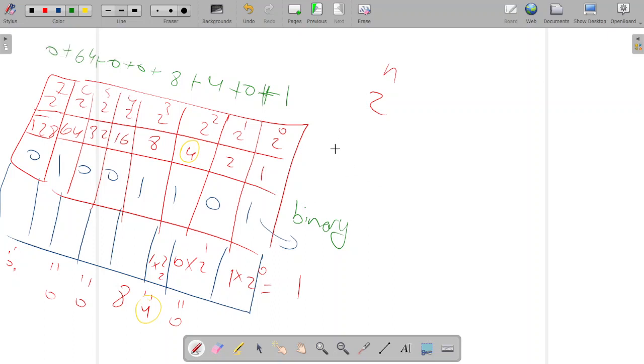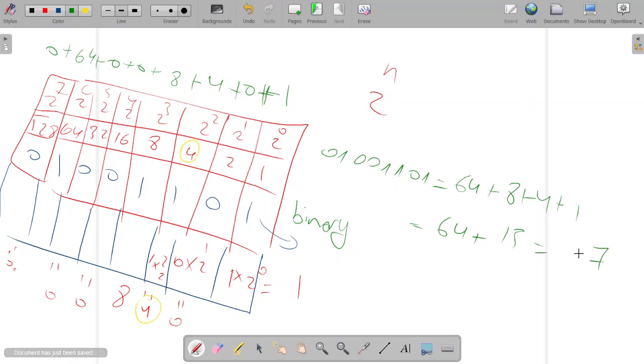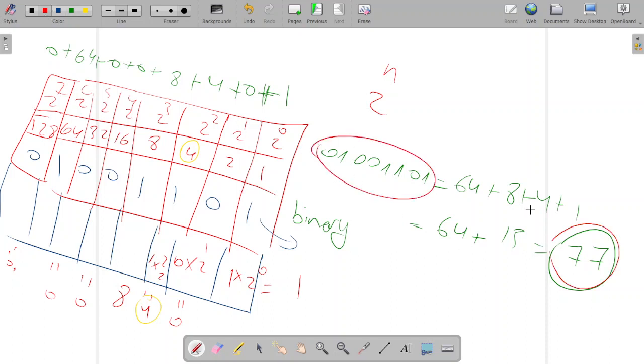So you'll notice that 0, 1, 0, 0, 1, 1, 0, 1 is actually equivalent to what? It's actually equivalent to 64 plus 8 plus 4 plus 1, which is equal to 64 plus 13, which is going to be equal to 77. 77 is the equivalent denary for this number. So this is the binary, and this is the denary equivalent to it. Clear?